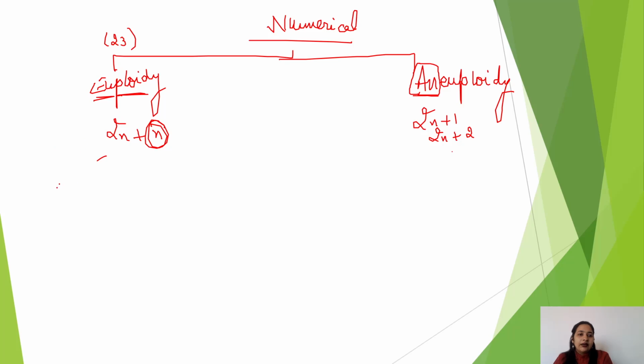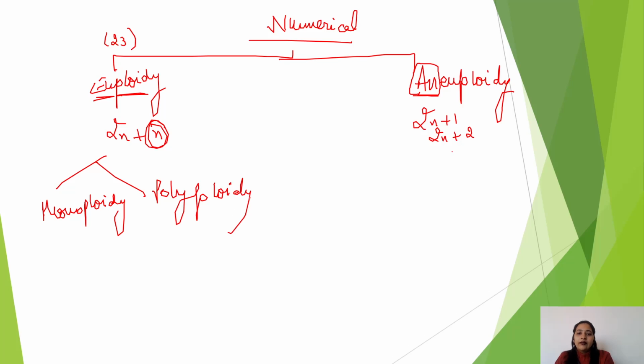So I can draw it here. This can be monoploidy and polyploidy. In polyploidy, triploidy, tetraploidy, etc. Right? Whereas in aneuploidy, it will be monosome. It is again of two types.